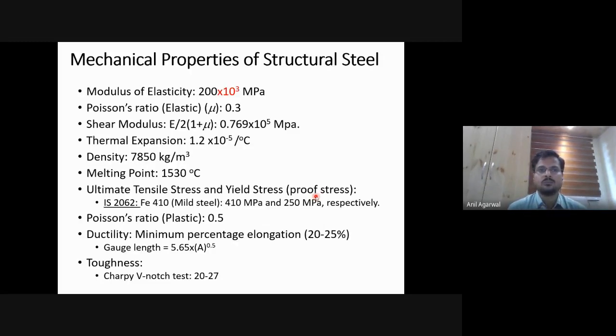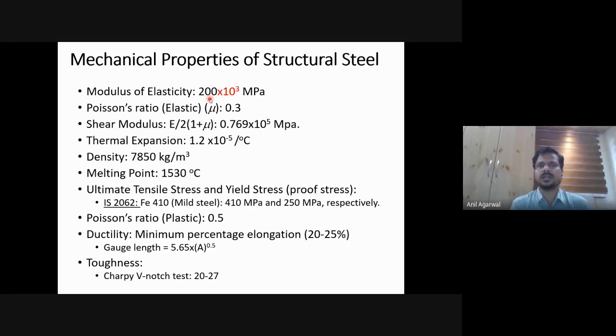Okay, what are the material properties? I'm sure all of you already know most of these mechanical properties of steel. There is a small correction in the slides. Modulus of elasticity is, I think, mentioned incorrectly. It should be 200 GPa or 200 into 10 to the power 3 MPa, or 2 into 10 to the power 5 MPa. I think I had mentioned 200 into 10 to the power 5 MPa. So that correction you can make, please.